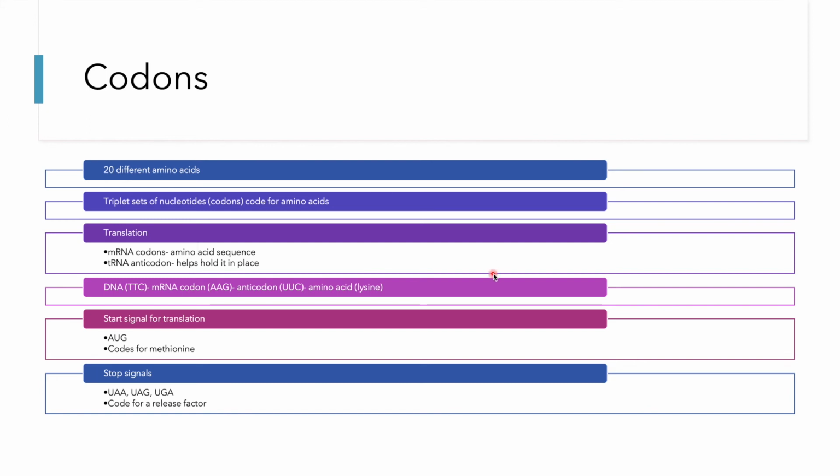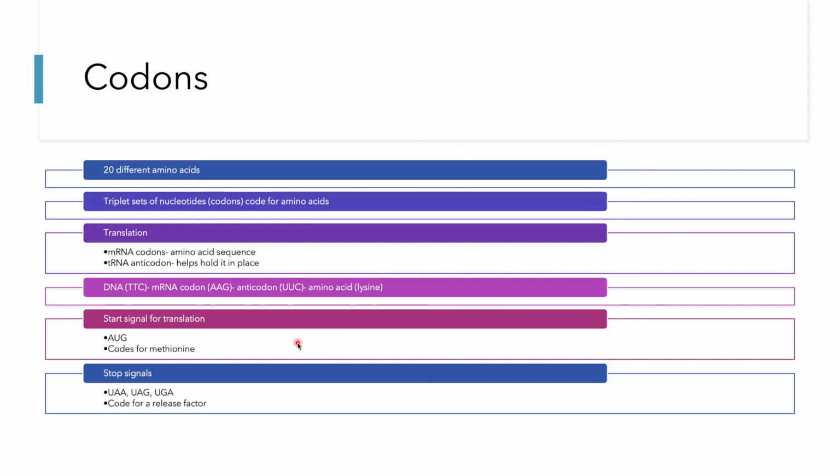The anticodon on tRNA helps tRNA stay in place, binding to the complementary mRNA sequence while translation takes place. It is important to remember that in RNA, uracil replaces thymine, so mRNA codons will always have a U, not a T. Let's say the DNA sequence is TTC. The mRNA codon would be AAG. The anticodon on the tRNA would be UUC. The amino acid that pairs with codon AAG is lysine.